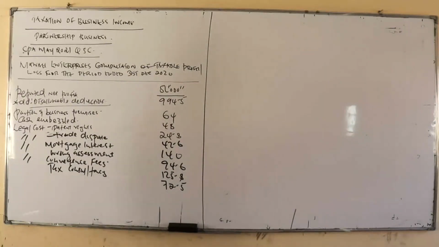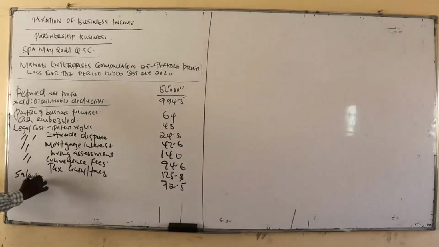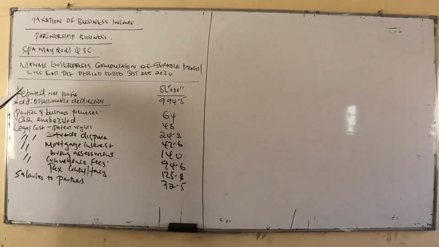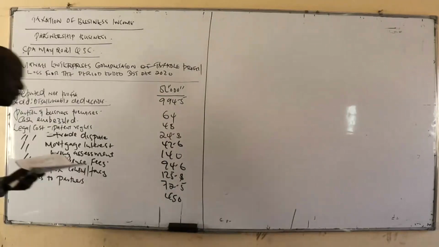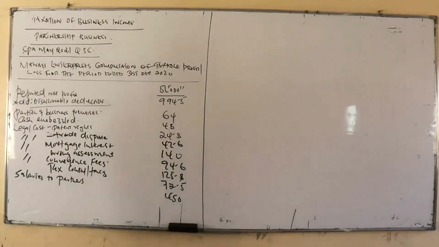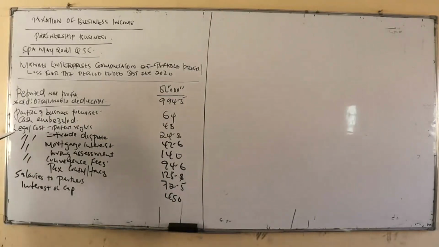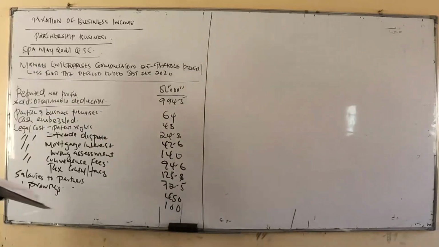We go to salaries to partners. Salaries to partners not allowed. How much is it? 450. Next is interest on capital. That one is not allowed. Drawings. Drawings, how much is it? 100. So that one is not allowed.